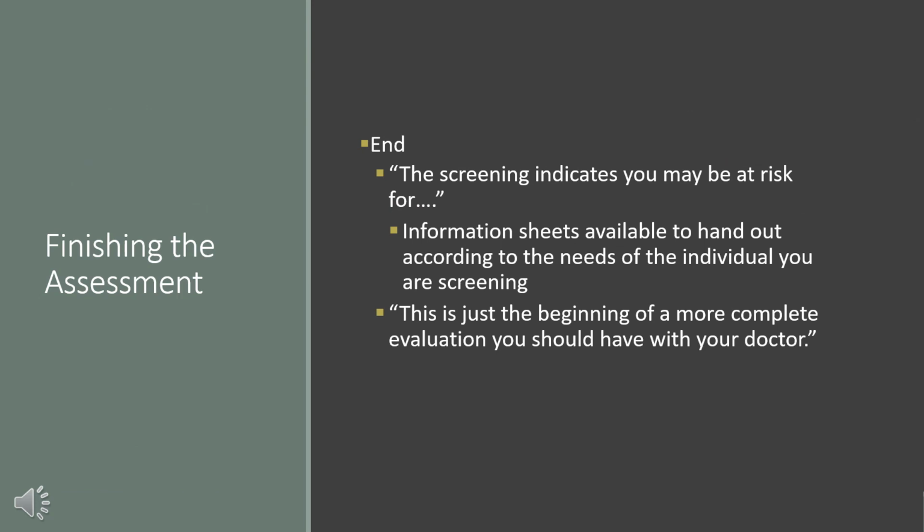After you finish asking the questions for all the components of the RGA, you will need to calculate their total scores. If the older adult you are screening receives a score that indicates that they are at risk for frailty, sarcopenia, malnutrition, or cognitive impairment, you can inform them by saying, "The screening indicates you may be at risk for." You want to be careful with your wording since these forms only screen for potential risk. They do not diagnose. If they are at risk, the Geriatrics Division of St. Louis University has several helpful informational handouts that can be given to the older adult with more information. With any indication of risk, encourage the older adult to see their general practitioner. A good phrase to use is, "This is just the beginning of a more complete evaluation you should have with your doctor."